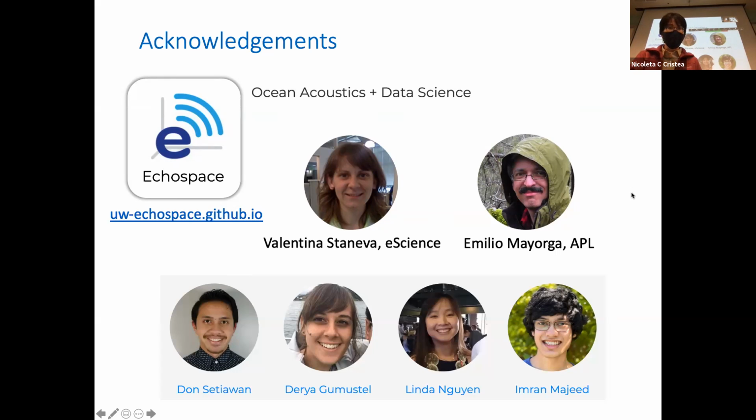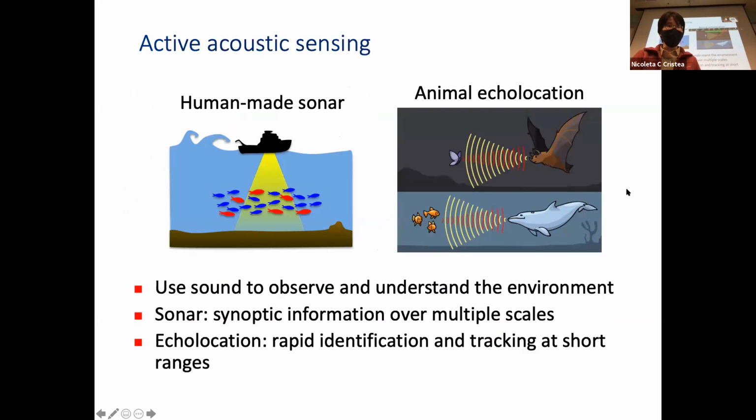All right, so I want to first put my work in the context of active acoustic sensing. In active acoustic sensing, basically we send out sound and then analyze the echoes to observe and understand the environment. What you see on the left-hand side here is a typical scenario where you have a human-made sonar system mounted on the ship and trying to observe the interior of the ocean using sound. On the right-hand side are echolocating animals like bats and dolphins, who also use their biological sonar system to forage, like to catch prey and also to navigate, right?